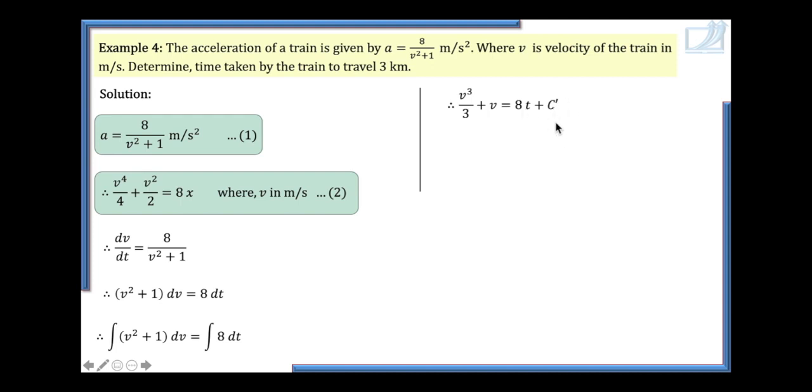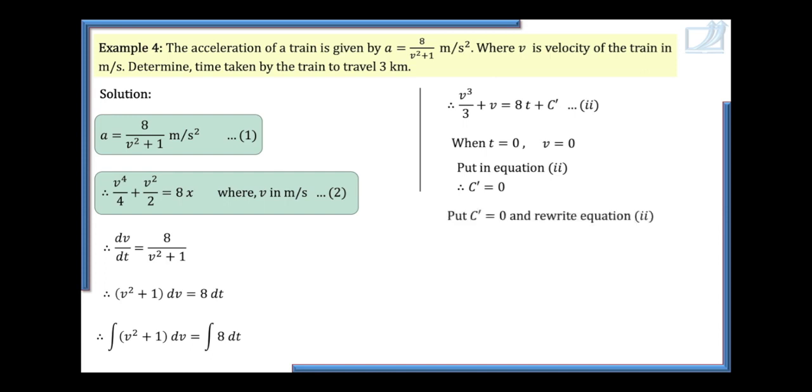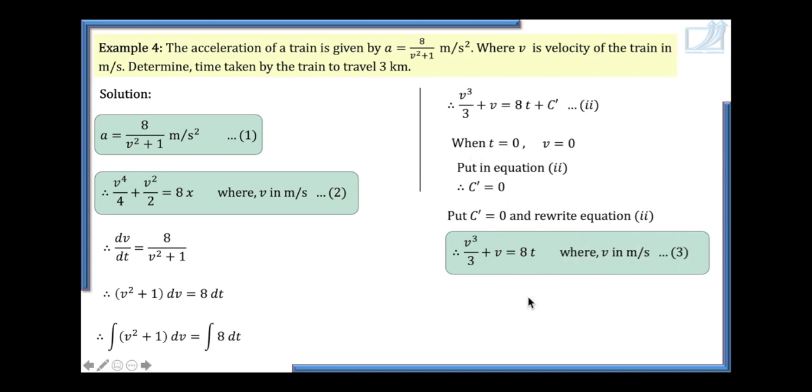But not yet, this constant is to be evaluated, and as I told you, if not given, always assume that motion starts at origin with no initial velocity. So at t equal to 0, v is equal to 0. Put it in equation 2 and you will get c is 0. So finally, the correct relation between velocity and time is ready. So these three equations are required to solve the problem.